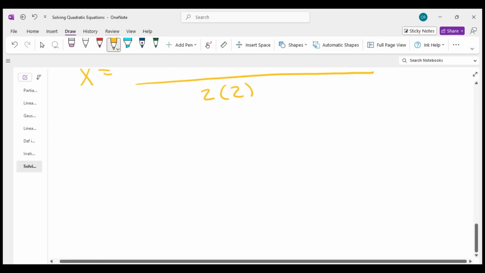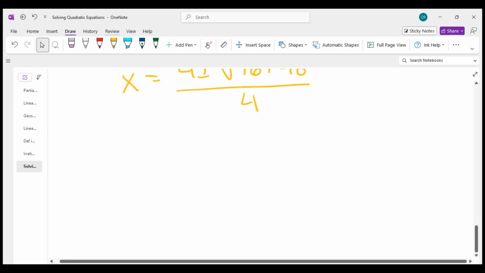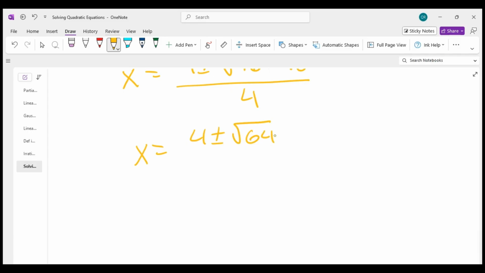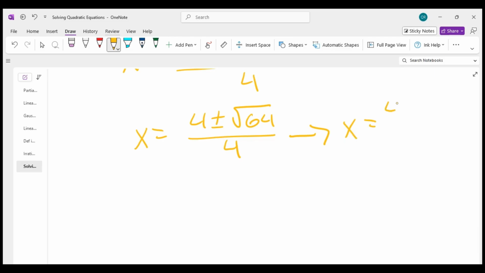I'm going to slowly just break this down. So then x equals 4 plus or minus the square root of 16 plus 48 all over 4. And then x equals 4 plus or minus the square root of 64, which actually turns out to be a perfect square. And so our final answer, well, not very final, but 4 plus or minus 8 over 4.